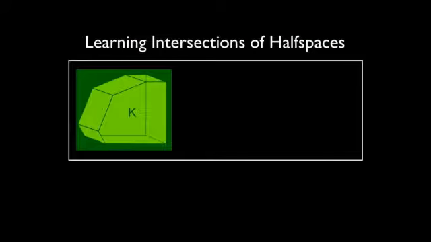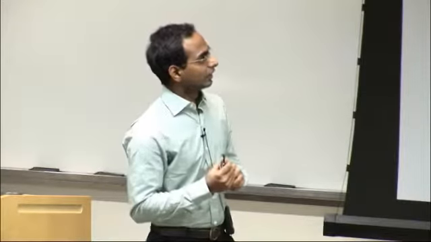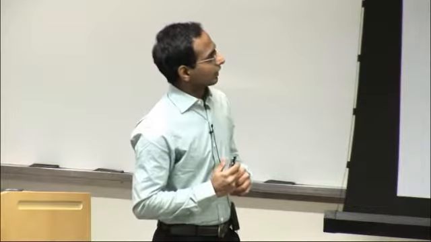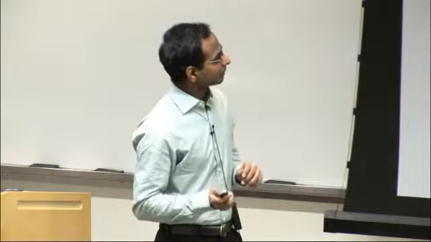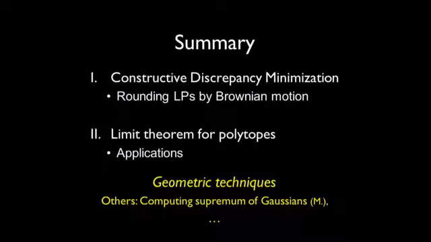And one application of our noise sensitivity bound is to learning intersections of half spaces. And let me skip this application for now. And let me just summarize by saying that in both of these cases, we beat the union bound by using some geometric techniques, especially some symmetric properties of the Gaussian distribution. And there's another example along the same lines in my work on computing the supremum of Gaussian processes.